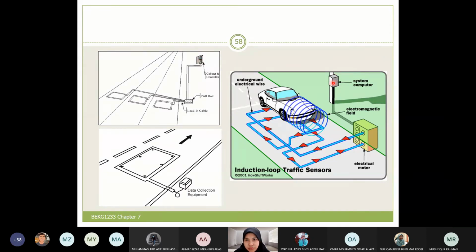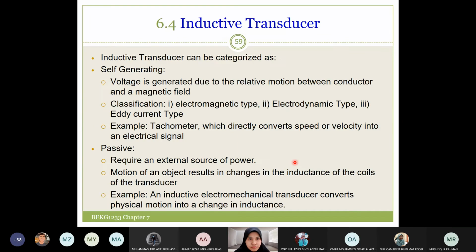It is a computerized system. So when a car is stopped or drives over this induction loop, it will create a flow of current, and because the material of the car is steel, it will create inductance. Current will flow to the electrical meter and then to the traffic light.